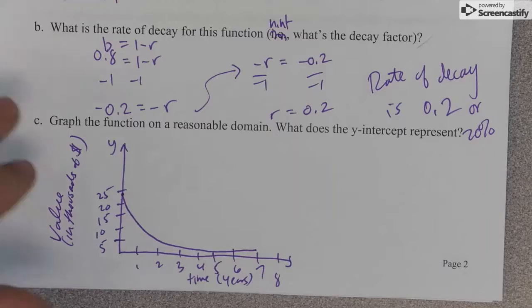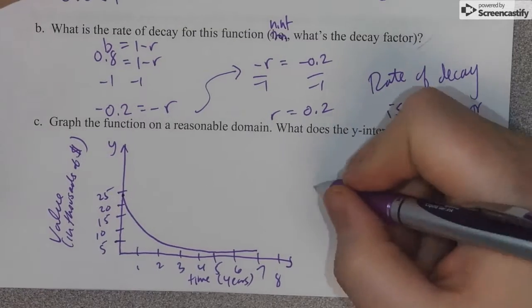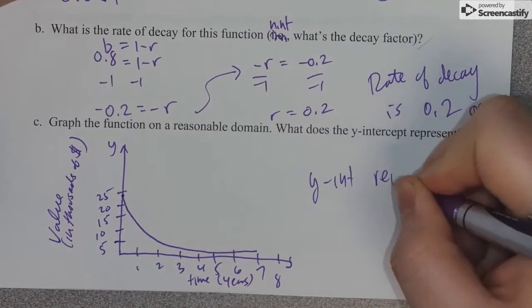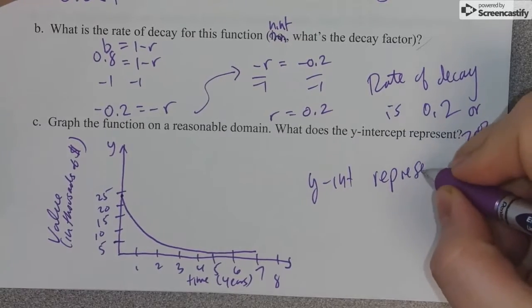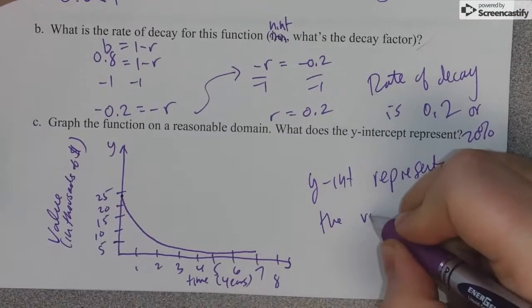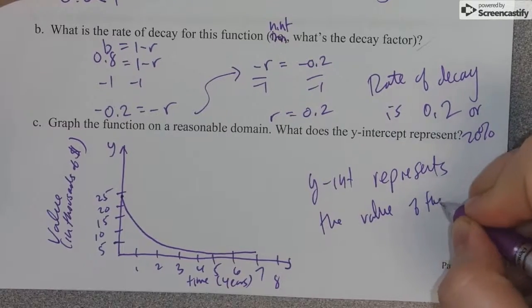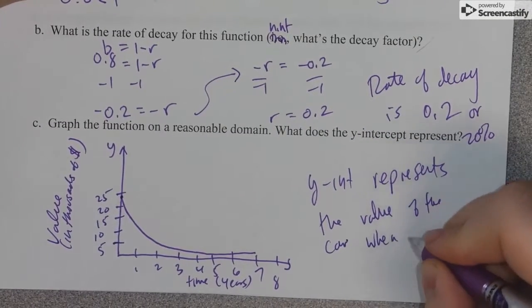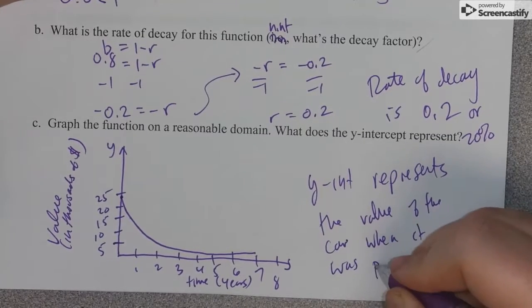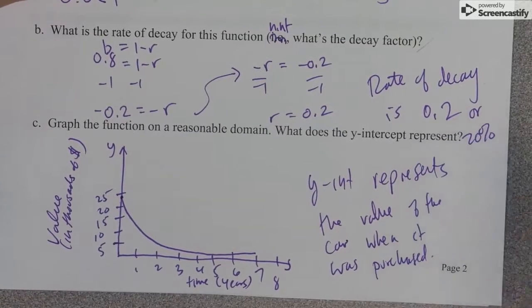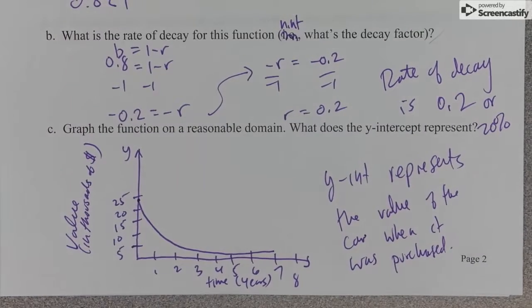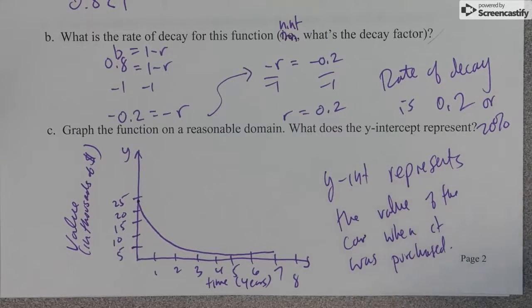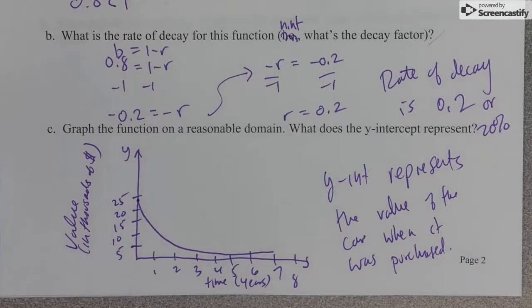So they want to know, what does the y-intercept represent? So the y-intercept represents the value of the car when it was purchased. Because the y-axis represents the value of the car. So when time is 0, that's the time when you're purchasing the vehicle.